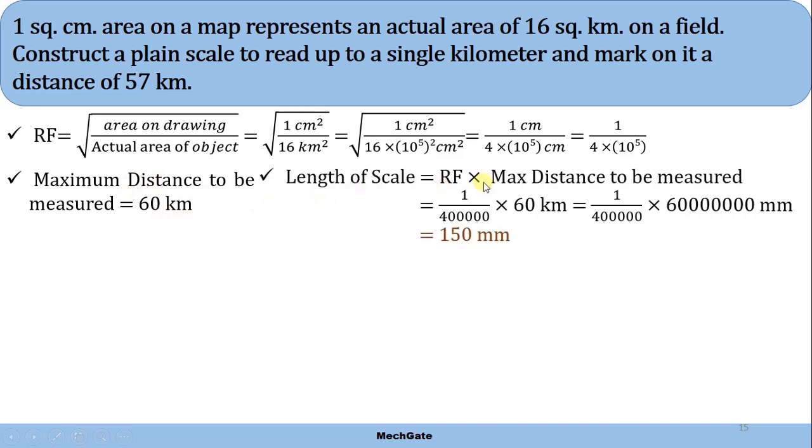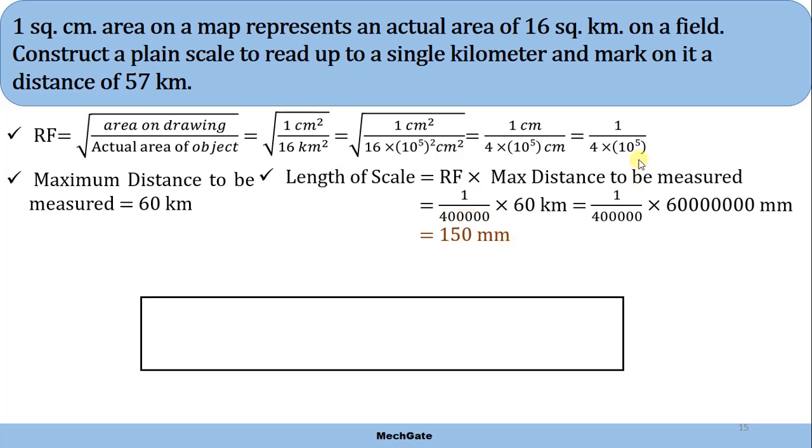Then the length of scale is RF into the maximum distance to be measured: 1 upon 4 into 10 raised to 5 into 60 kilometers. Convert kilometers into millimeters, so we will get 150 millimeters. So this is our length of scale. Now let's draw a rectangle having a length equal to 150 millimeters.